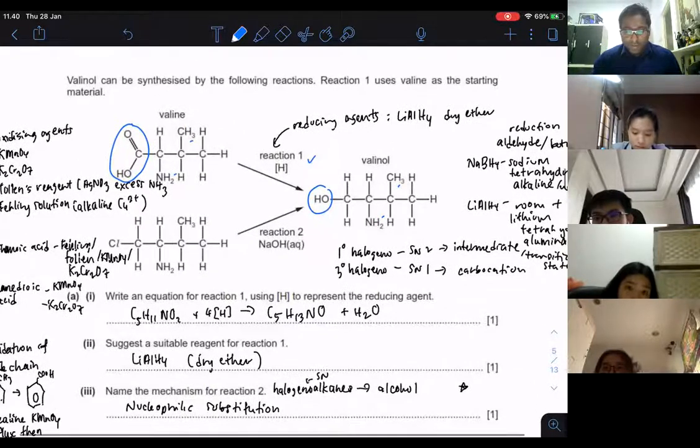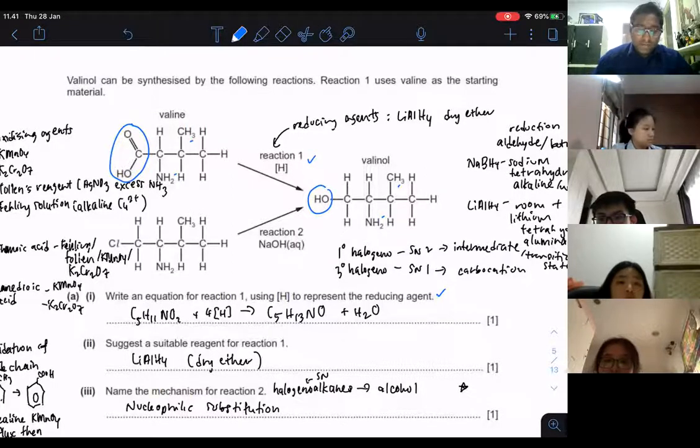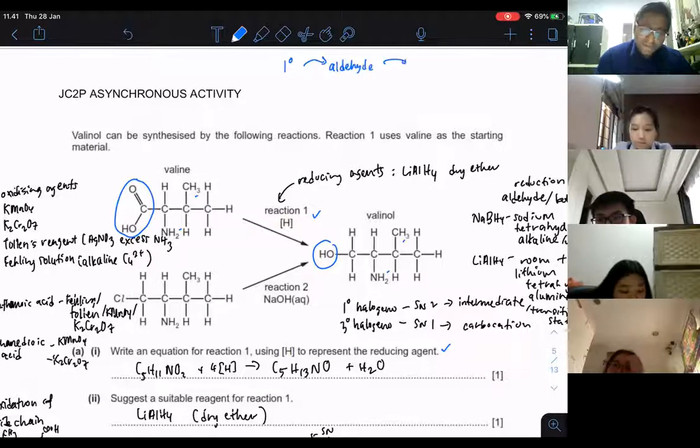They say write an equation using a reducing agent. Now I want to discuss a little bit on this. What I want to discuss over here is that the carboxylic acid can be changed into alcohol. So this is going to be a reduction. You need to know that primary alcohol can be oxidized to become aldehyde, and aldehyde can be further oxidized to become carboxylic acid.